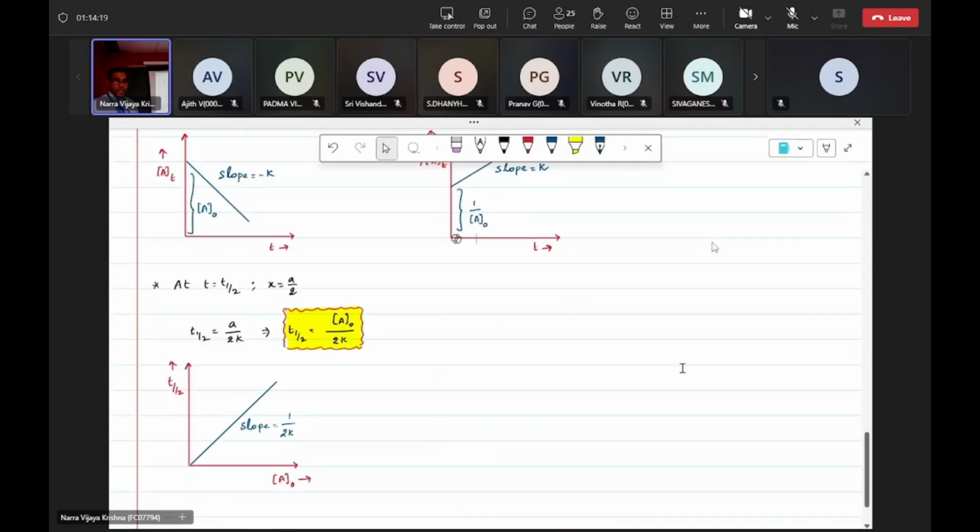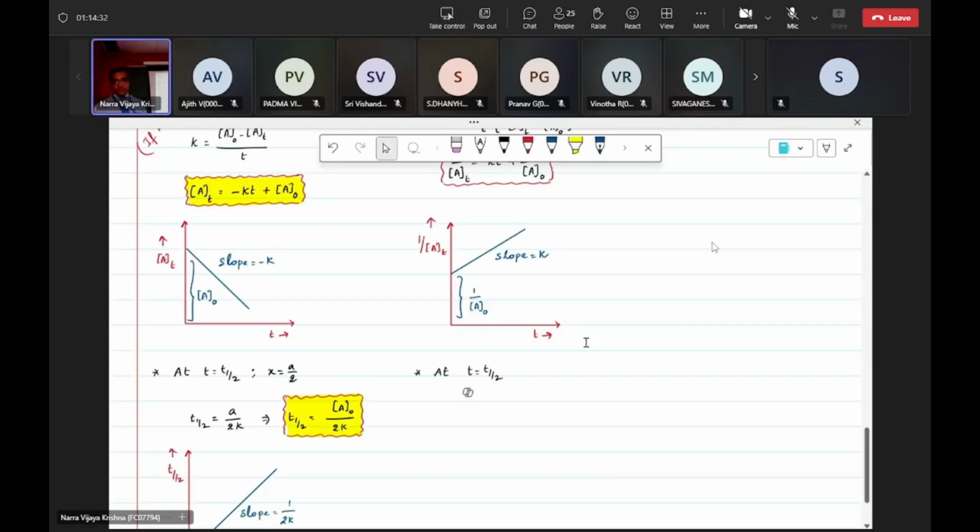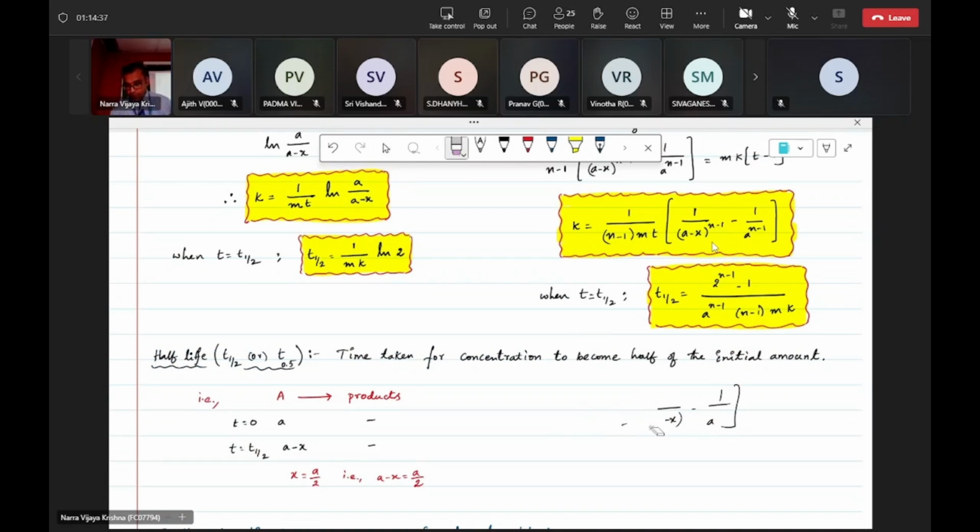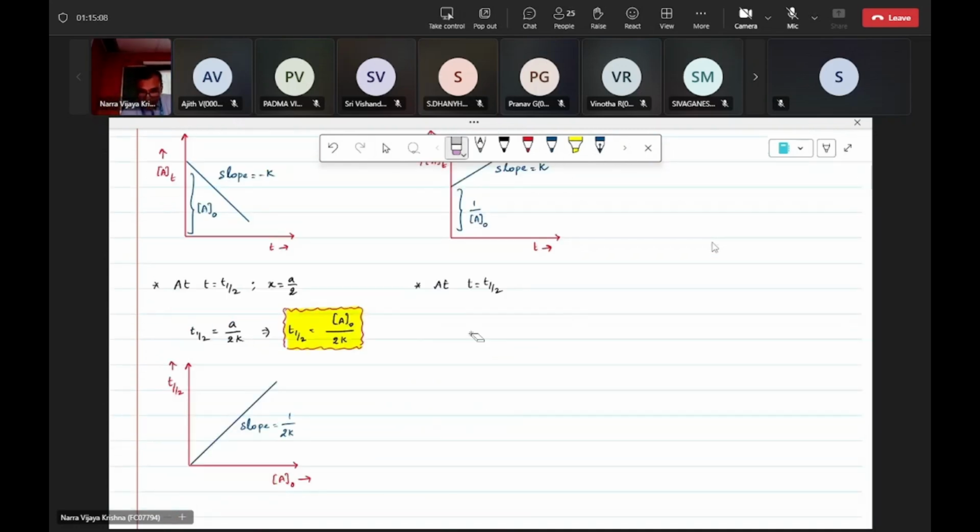Now coming to this one. What about at time t equal to t half? What happens to this equation, sir? Substitute t equal to t half. 2 power, what is that value? 2 minus 1 is 1, so 2 power 1 is 2. 2 minus 1 is 1, so the total numerator became 1. A power 2 minus 1 is 1, so a, m value 1, 2 minus 1 is 1, k. So what is left? A, k. 1 by a k. Correct? So t half equals 1 by ak. That implies t half is equal to 1 upon a naught k.